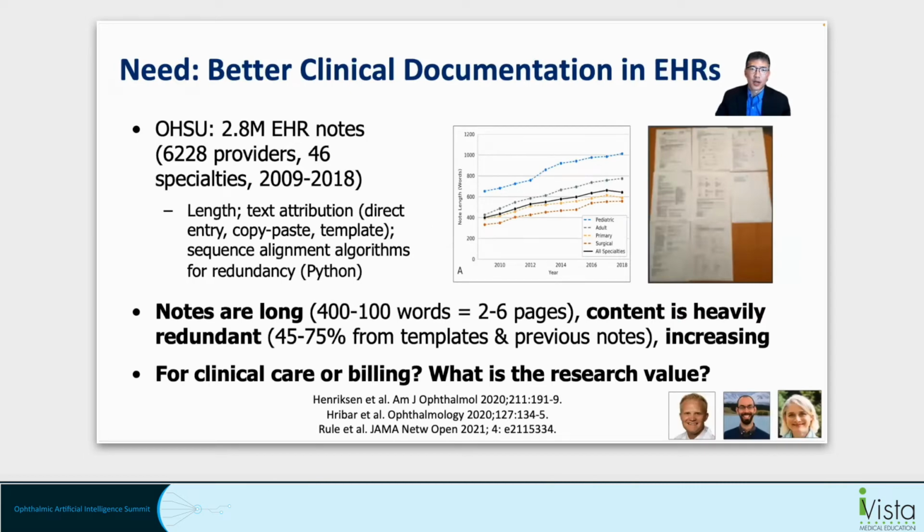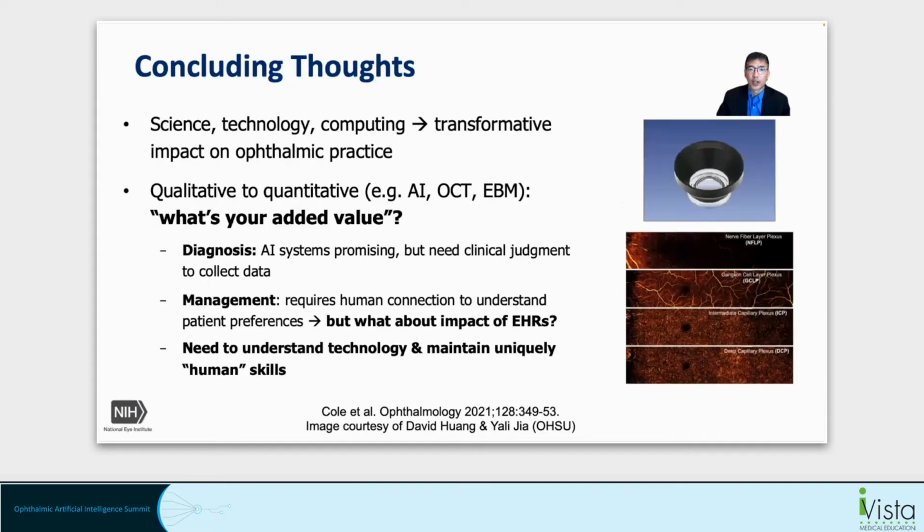Okay, the other challenge is finally clinical documentation in EHRs. If this is going to be the source of data that we use for AI clinically, well, we did some studies, 3 million EHR notes, analyzed them with Adam Rule and Michelle Rybar in Oregon. These notes are long, 6 pages on the average for ophthalmology, heavily redundant. 75% copy pasted or templated from a previous note, and it's getting worse over time, over 10 years. And so that really makes us question what's the research value of these data.